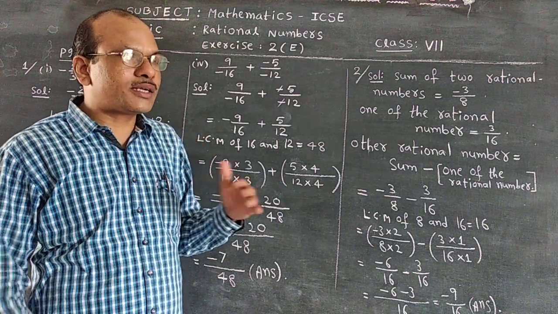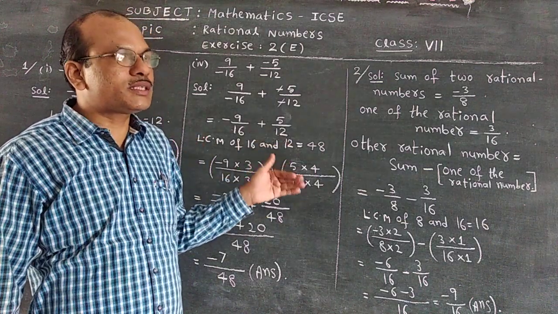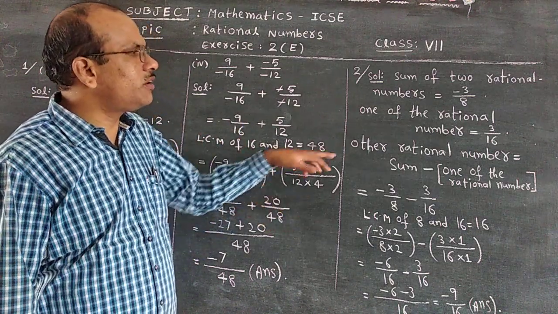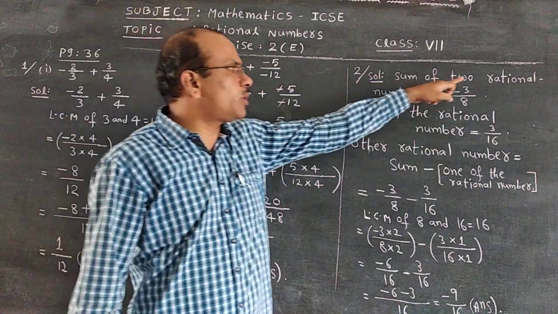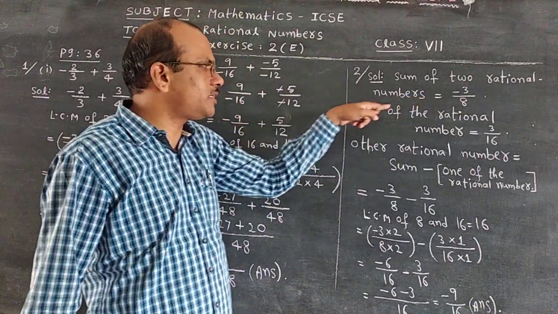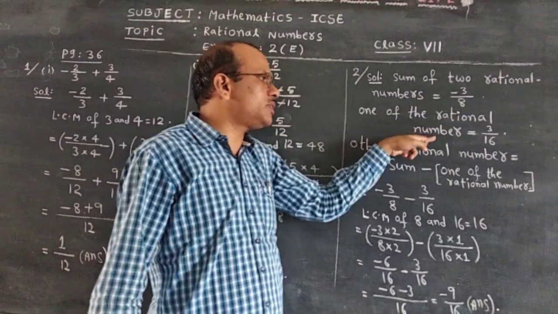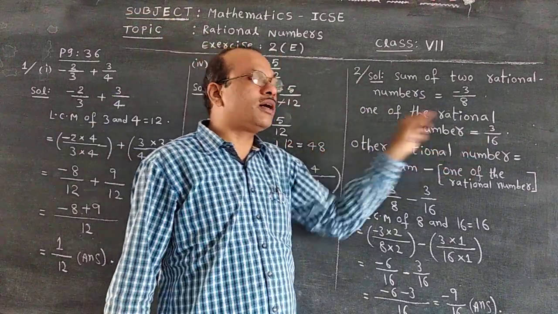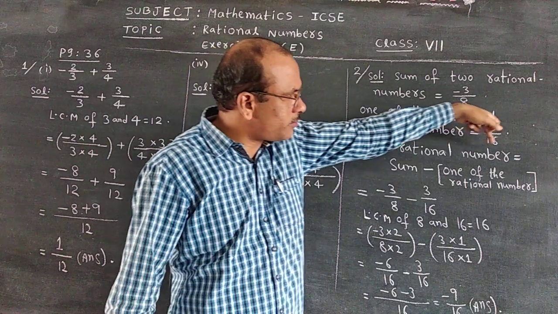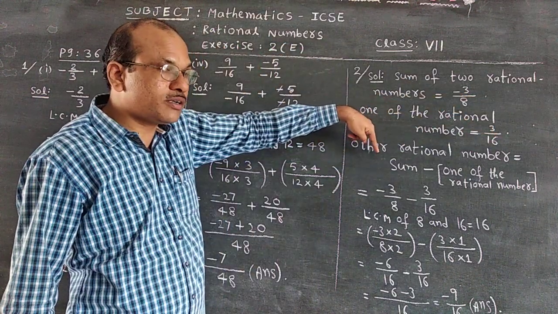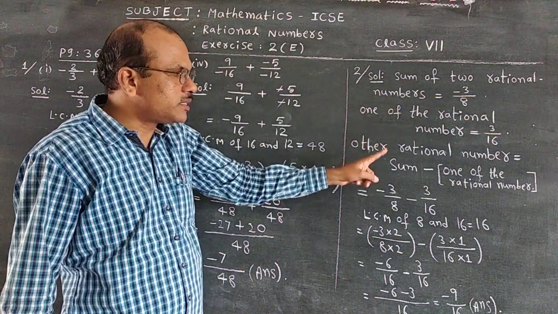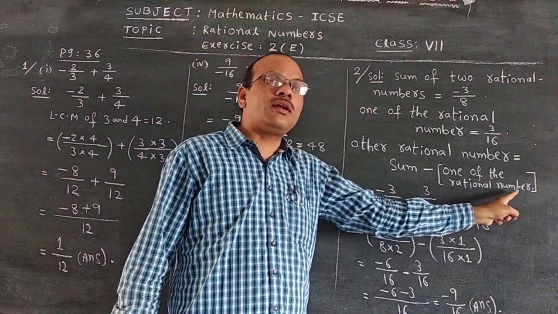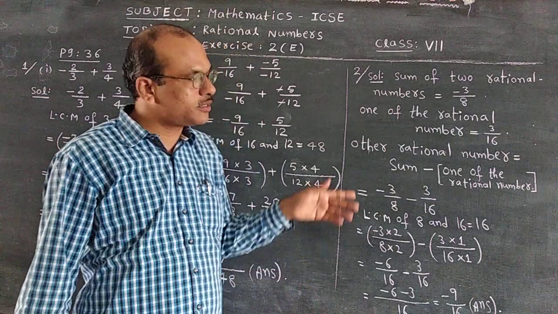That is the subtraction operation we need. From the sum we should subtract one of the rational numbers given. That only we have written here. Sum of the two rational numbers is given as minus 3 by 8. One of the rational numbers which is given is 3 by 16. Then the other rational number we have to identify. Other rational number is equal to, how are you going to get that? Sum of the two rational numbers minus one of the rational numbers. If you subtract like that, we will get it.